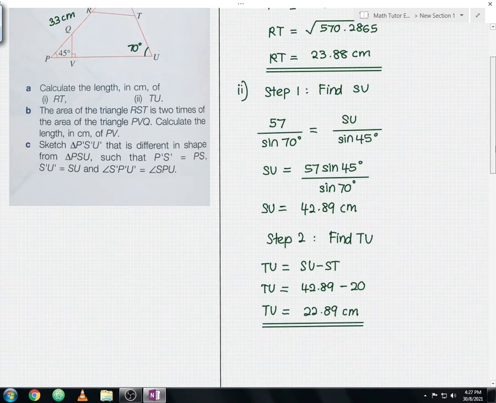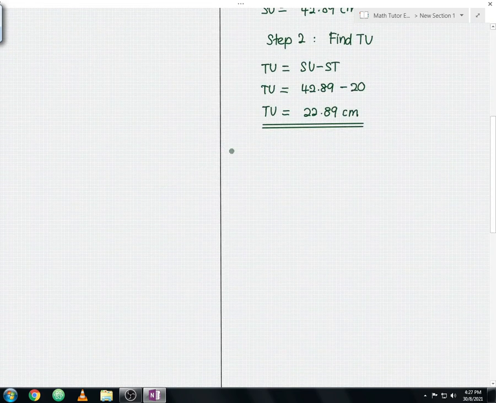So from here, like I said, convert the information into the equation. The question mentioned that the triangle RST is equals to 2 times of the triangle PVQ. The triangle I mentioned here is in terms of area, guys, where area of triangle RST is equals to 2 times of the area of triangle PVQ. Let me box this relation.